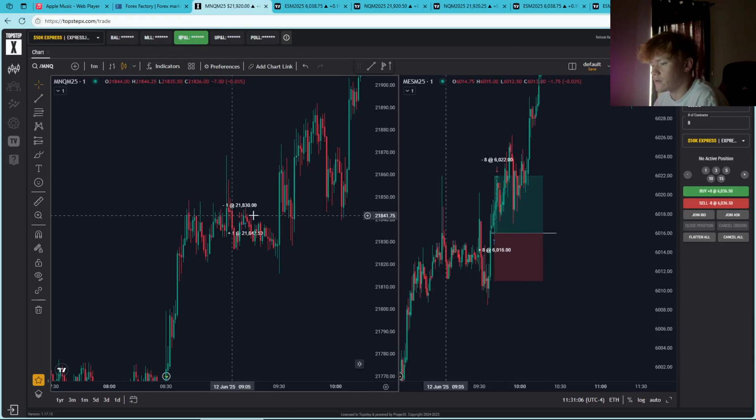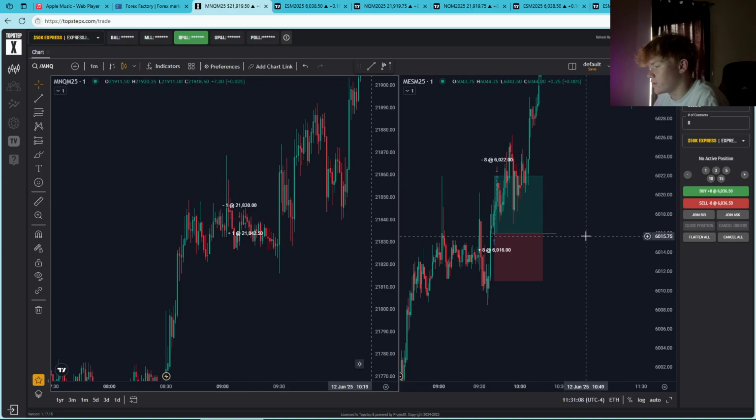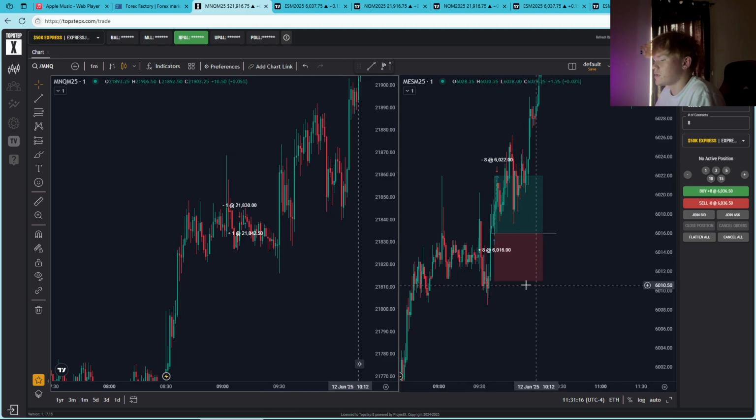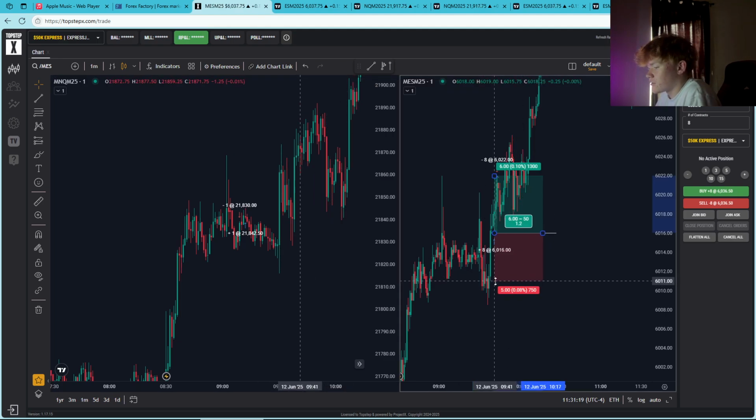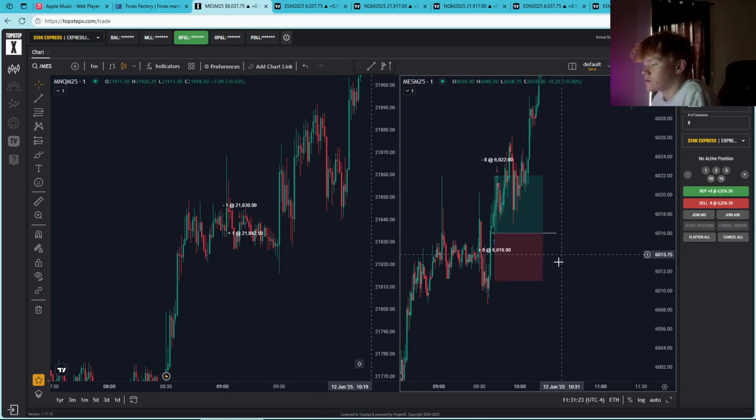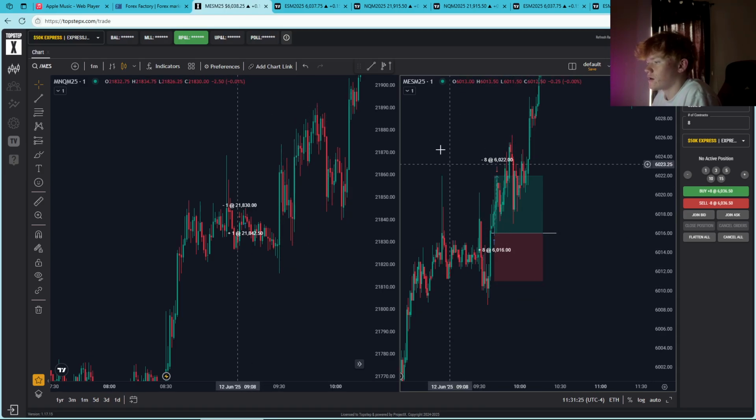I'll explain these executions in a minute, but 6016, boom, 22, exit, 1.2 R. I risked exactly $200. The bottom of this just happened to be exactly 5 points or 20 ticks. So I risked 8 contracts on ES. I took the trade on ES because I liked it better.